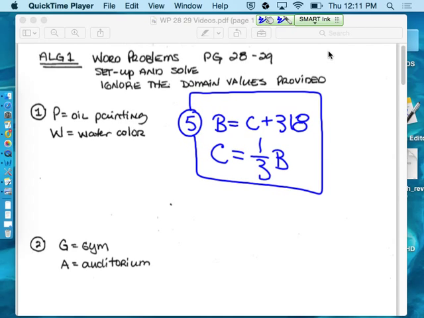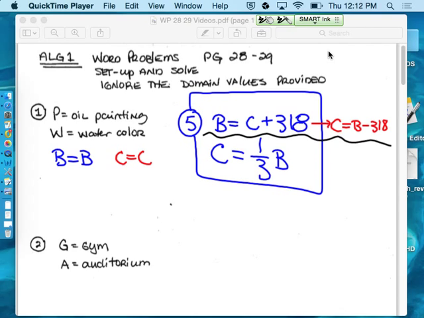The problem is I can only set the bus equal to the bus, or I can set the car equal to the car. So I have to take one of my equations and solve it for the other variable. I think looking at the first equation, if I solve for C, it would just be taking the bus and subtracting 318. And then this allows me to go with the car equaling the car.